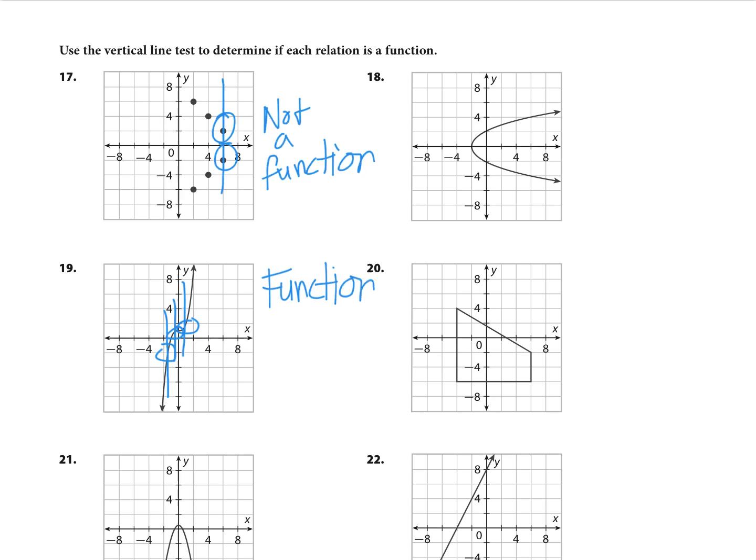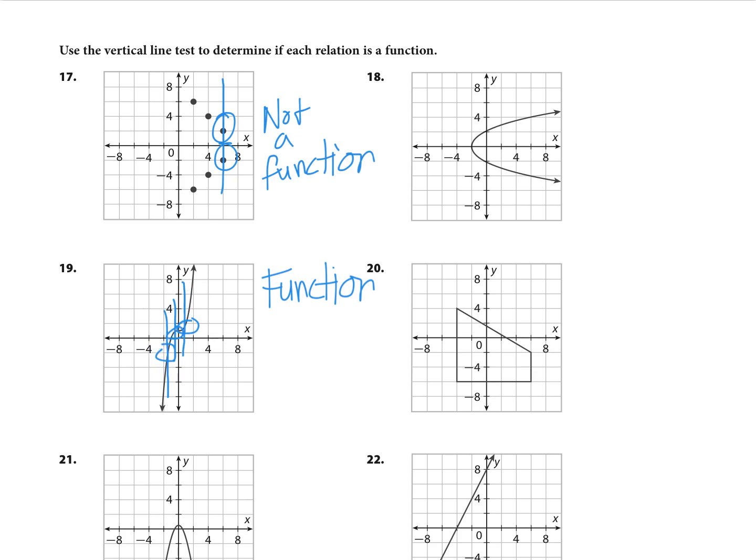Another way to do this is take a piece of paper and hold it vertically and slide it and see if you hit more than 1 point on the function. Remember again, in the previous lesson we talked about this is called a discrete function, individual points. This is a continuous function, all connected together.